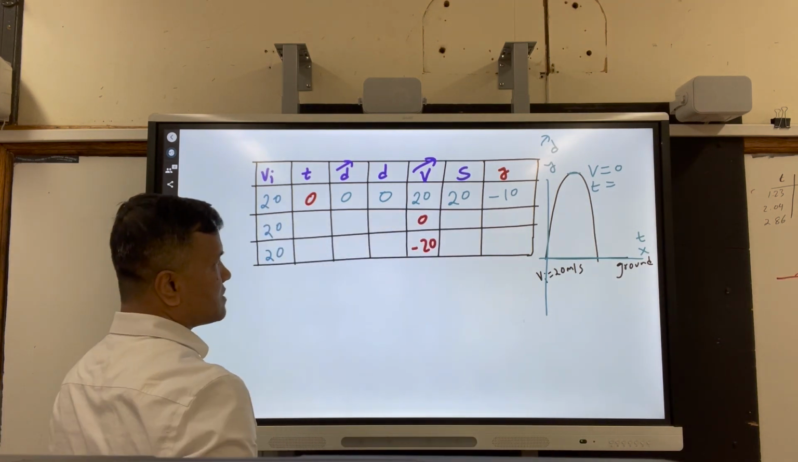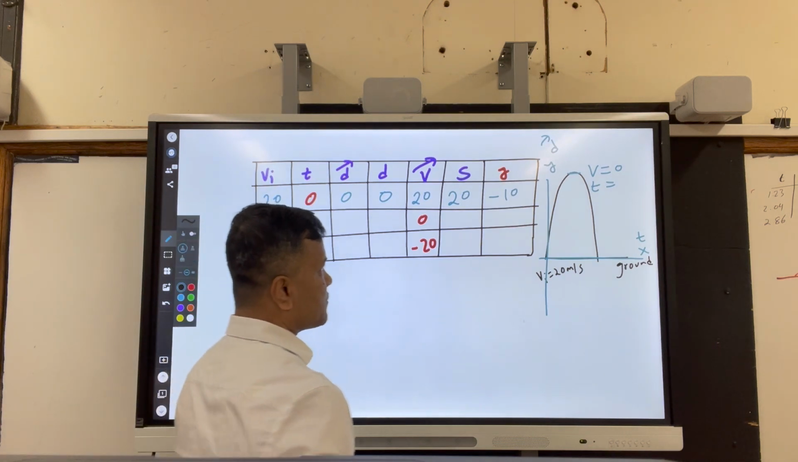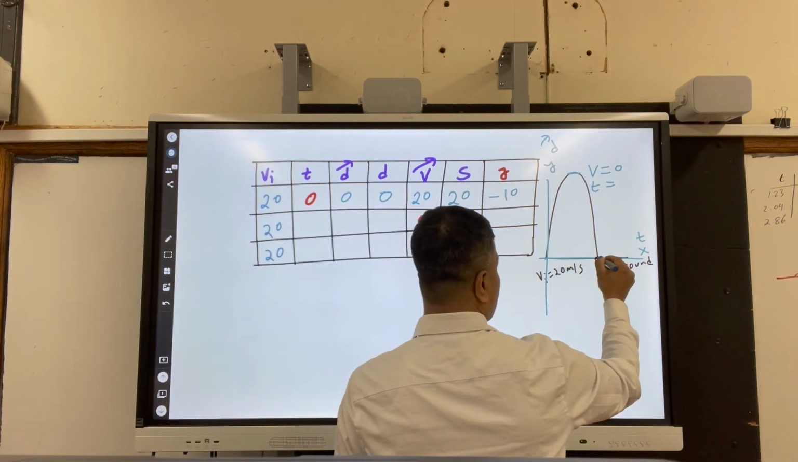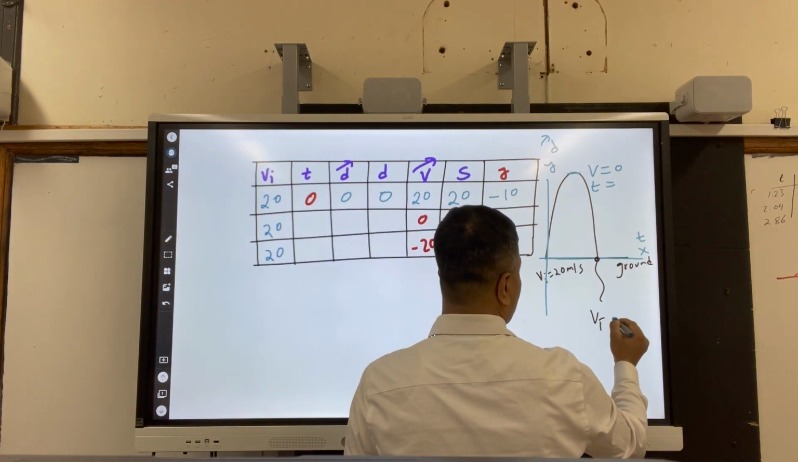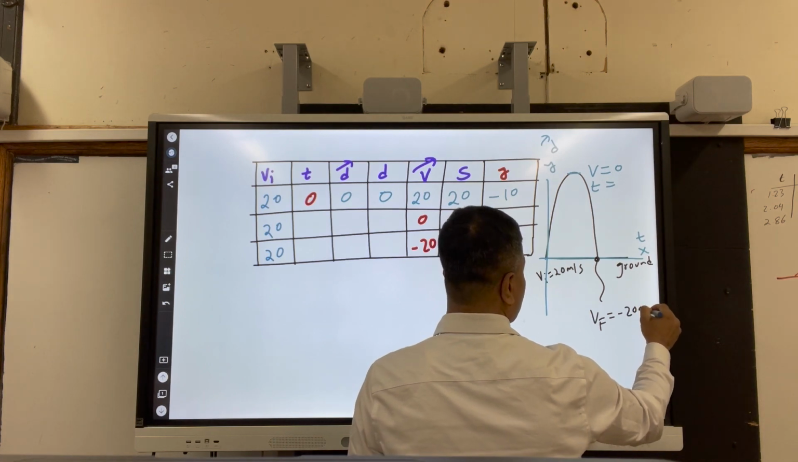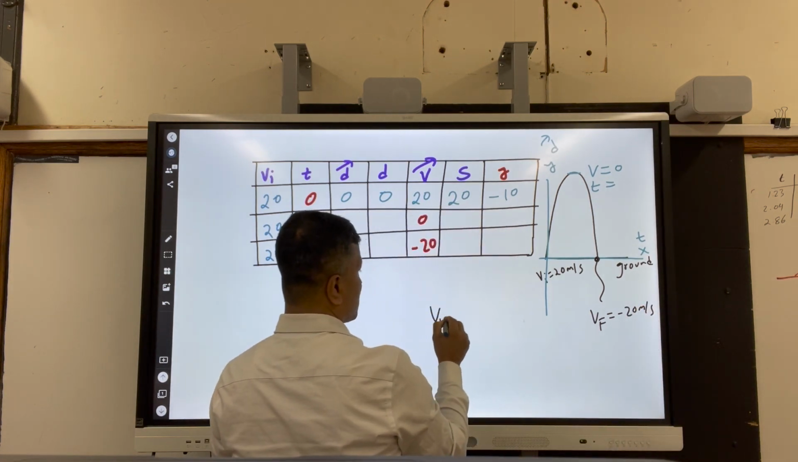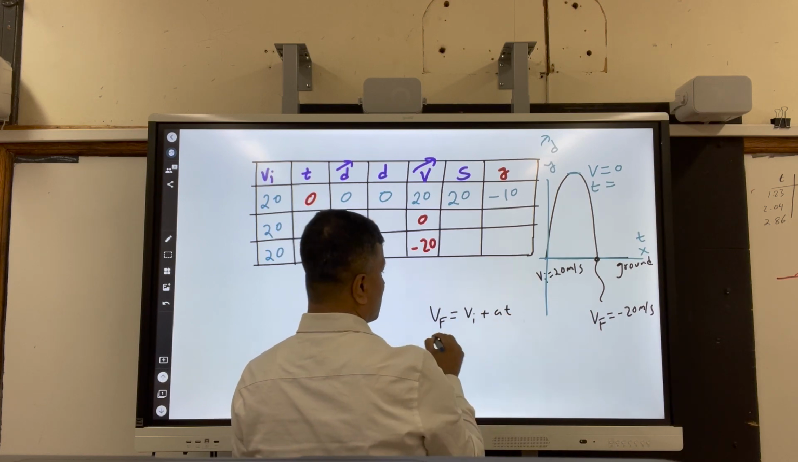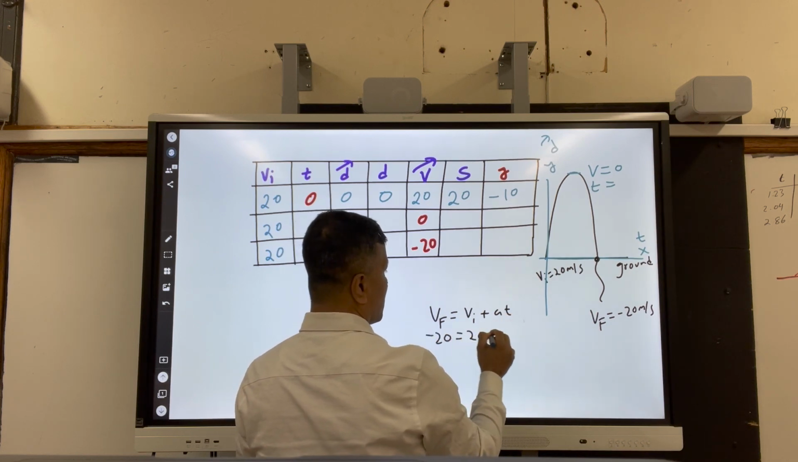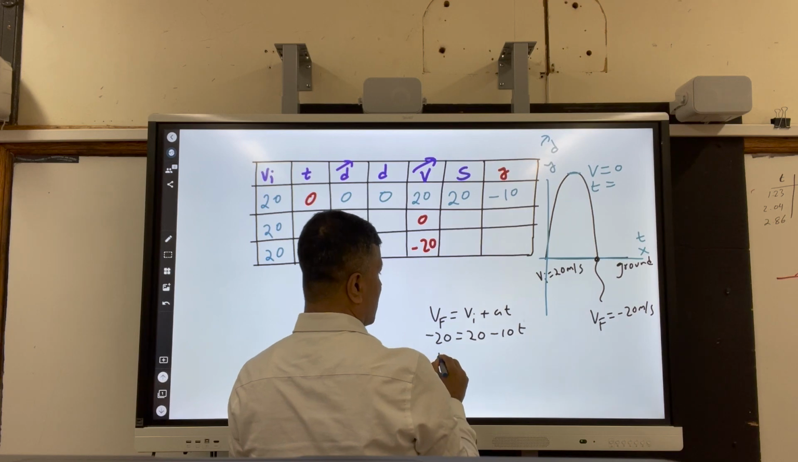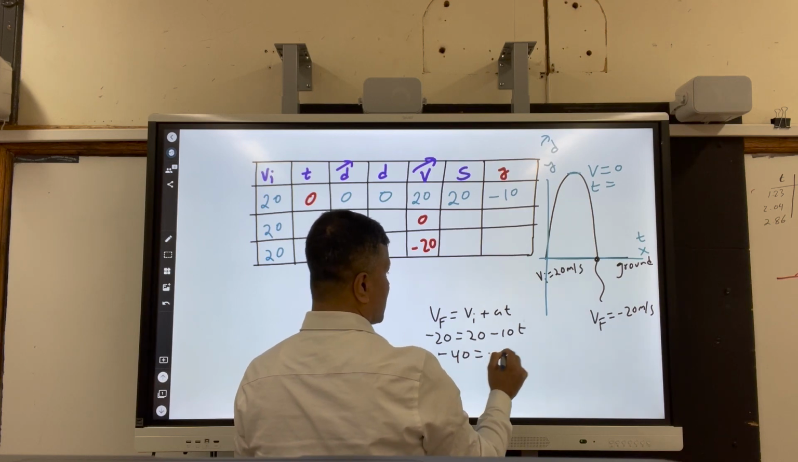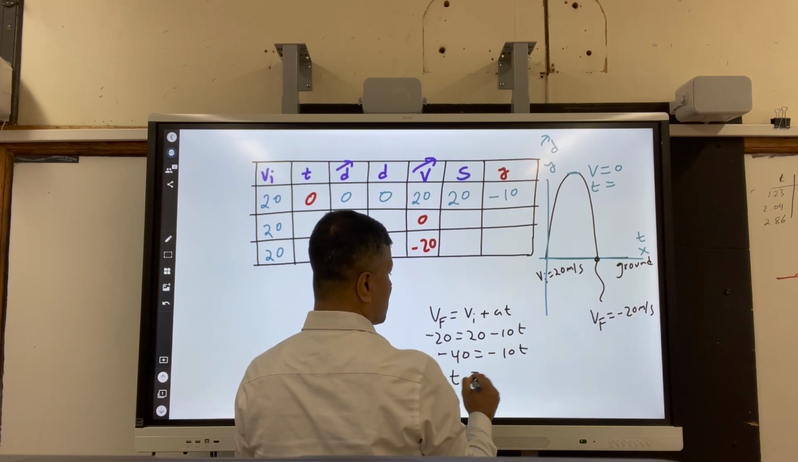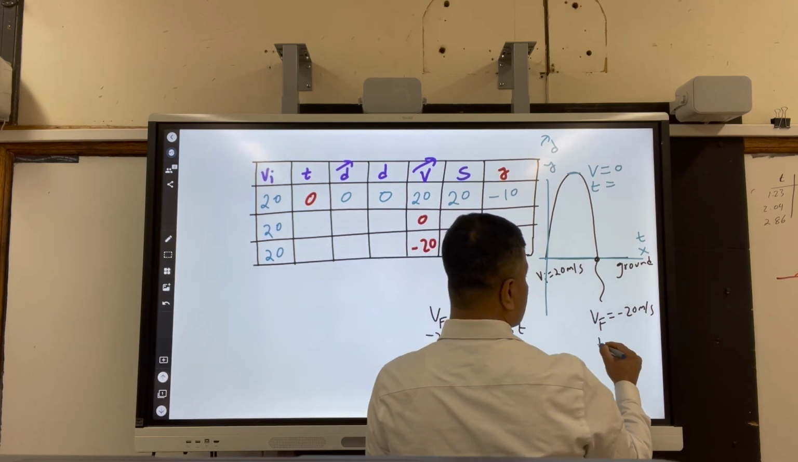Let's find the time over here. That's even easier. Vf is equal to -20 meters per second. So Vf is equal to Vi plus At. So Vf is -20, Vi is 20, minus 10t. So you have -40 is equal to -10t. So t is equal to 4.